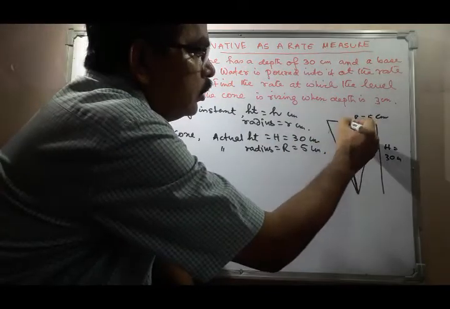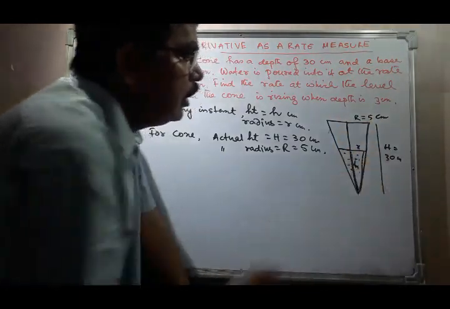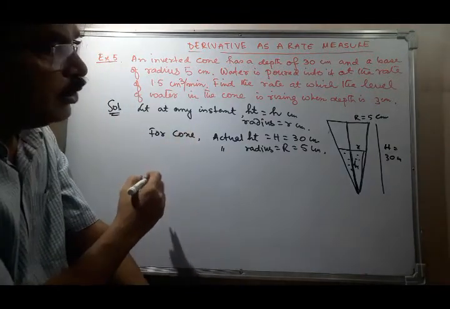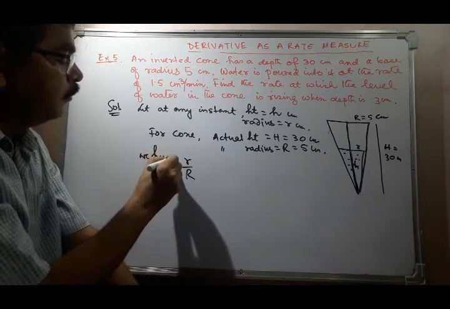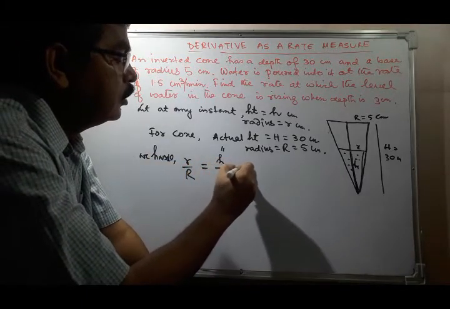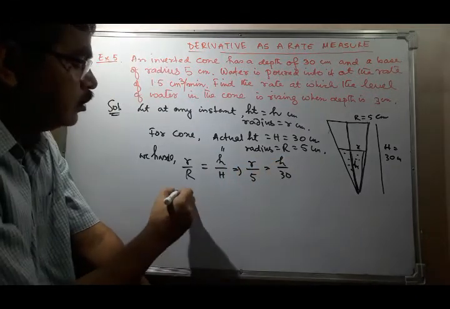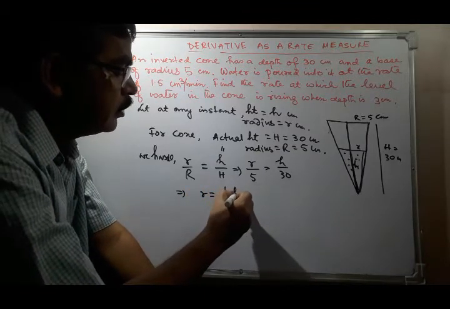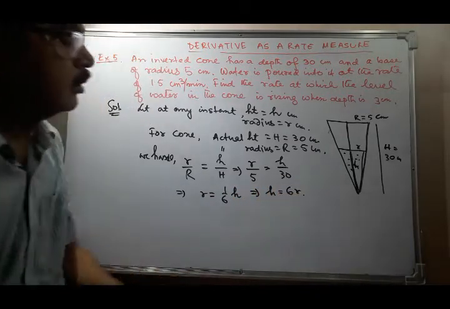So clearly this is a similar triangle. This triangle and that triangle is a similar triangle. So therefore, by the property of similar triangles, r by capital R equal to h by capital H, that is r by 5 equal to h by 30. So therefore what you get, r equal to 1 by 6 h, or you may write h equal to 6r.